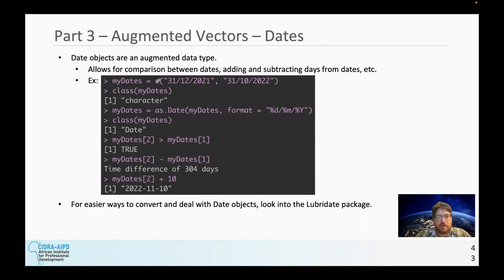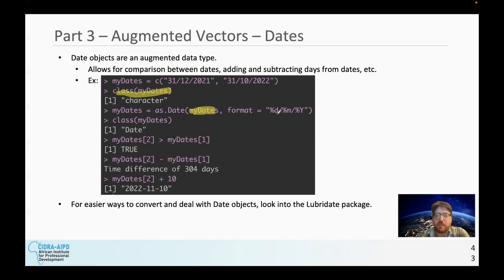So here we're creating a vector called my dates, and these look like dates, right? It looks like December 31st, 2021 and October 31st, 2022. But when we ask for the class of this object, it tells me that it's a character vector, and that's not what we want. We don't want character, we want dates. So I'm going to use a function called as.Date to convert these values to dates, but we need a little bit extra. We need to tell it what format the date is in. So this is how you do that.